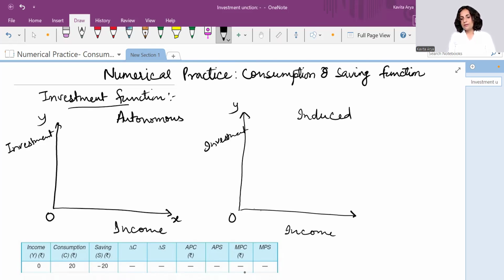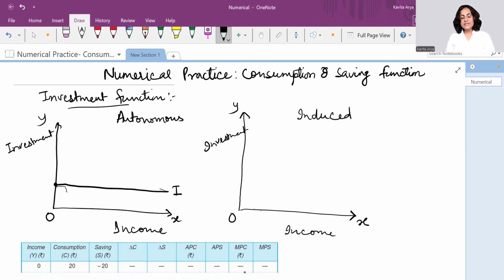So when we say autonomous, it means independent. Independent means whatever is the level of income, whether it is zero or an infinite value, the investment is not impacted, it remains the same. So it would bear a diagram. If this is the initial investment, it would remain the same all throughout. So this becomes the investment function and investment curve for this very ongoing chapter.